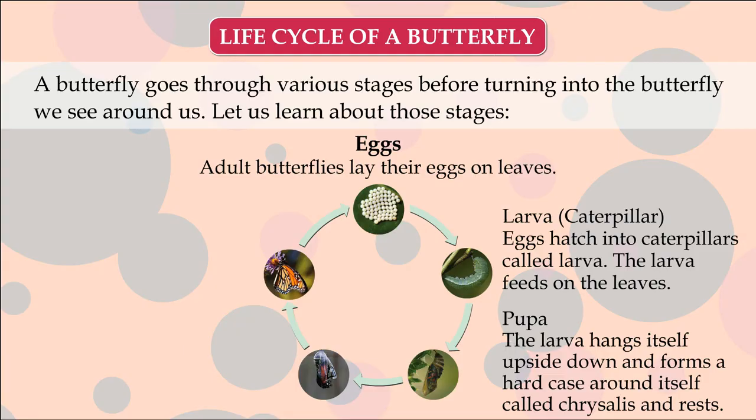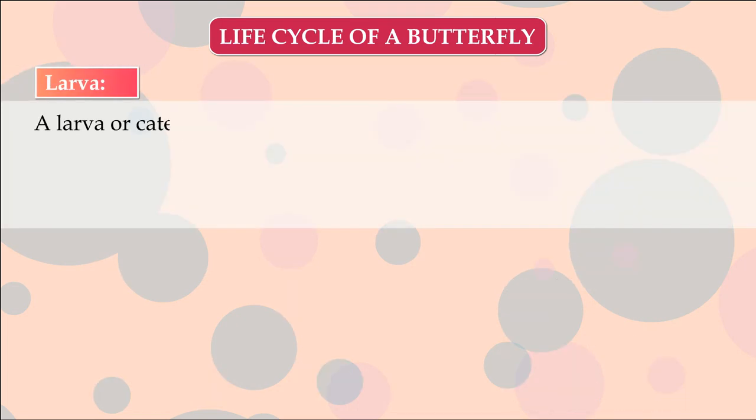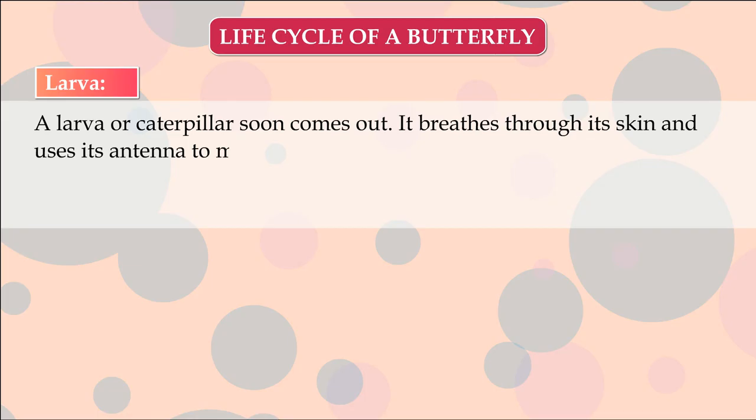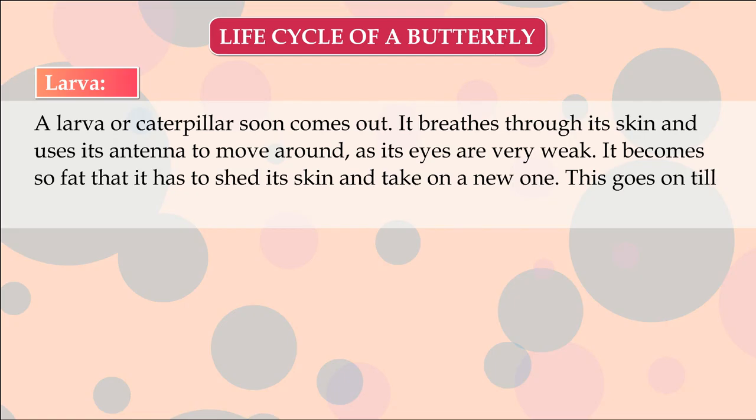Pupa. The larva hangs itself upside down and forms a hard case around itself called chrysalis and rests. In the pupa stage, the larva undergoes changes and becomes a butterfly. Adult butterfly. Larva. A larva or caterpillar soon comes out. It breathes through its skin and uses its antenna to move around, as its eyes are very weak. It becomes so fat that it has to shed its skin and take on a new one. This goes on till it enters the pupal stage after 2 weeks.